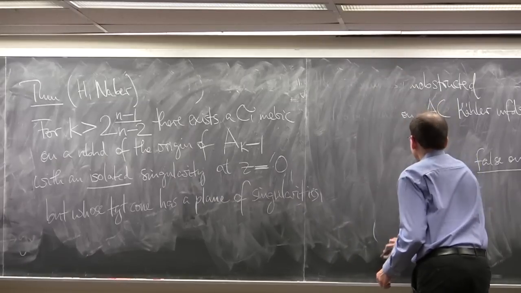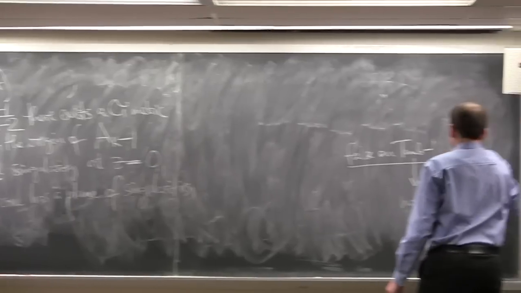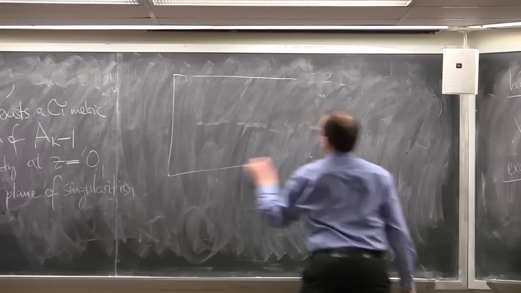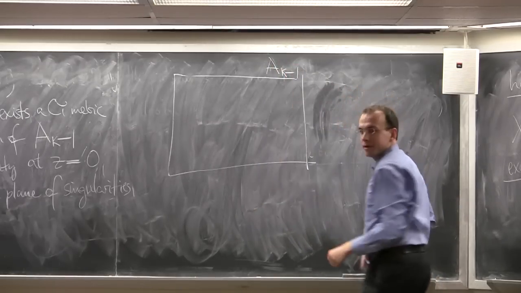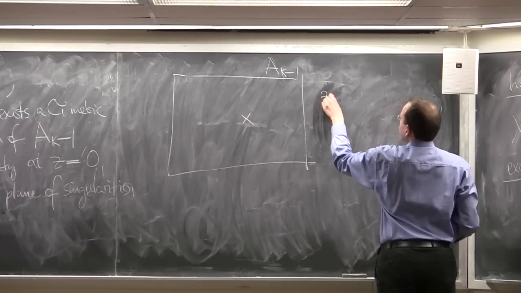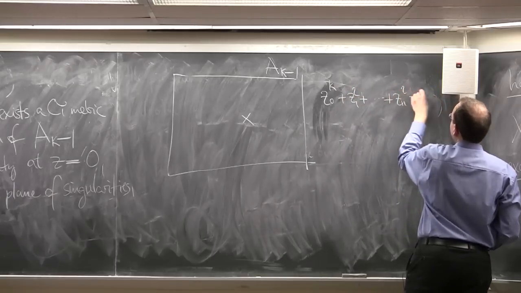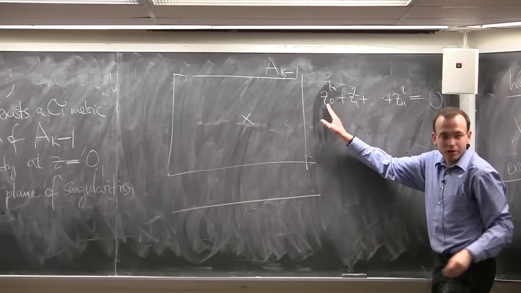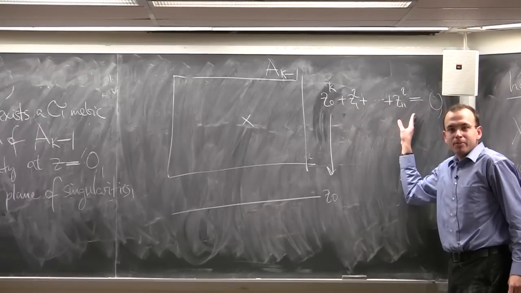Well, draw a picture. So the picture I like is this. Let's say this box here is A_{k-1}. That's singular exactly at the origin. So again, it's z_0^k + z_1^2 + ... + z_n^2 = 0. And now you project that thing onto the special coordinate. So this is the z_0 axis. And you see that the singularity is fibered by quadric surfaces.